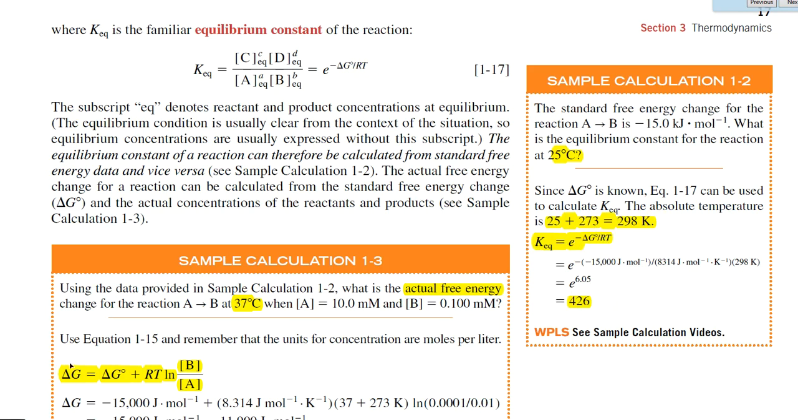And for the calculation of actual free energy, del G equals the standard free energy plus RT ln B by A.